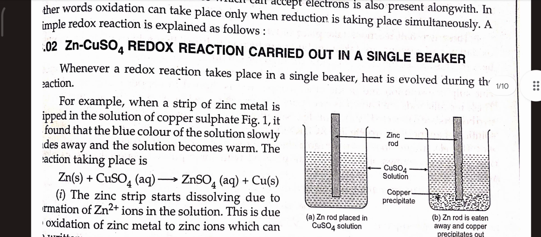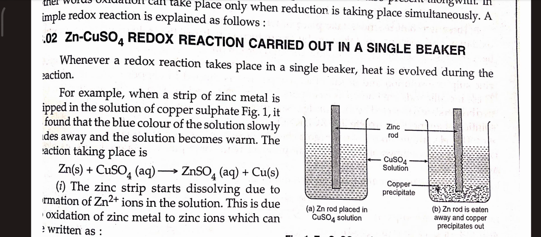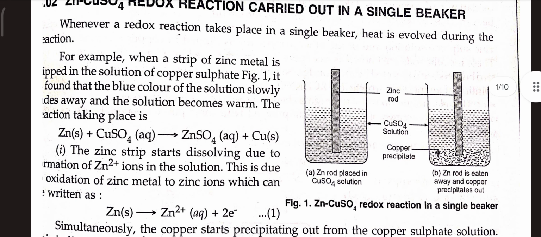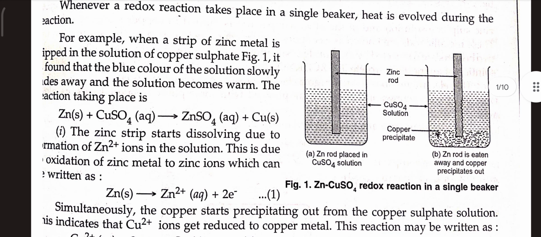Zn-CuSO4 redox reaction carried out in a single beaker. Whenever a redox reaction takes place in a single beaker, heat is evolved during the reaction. For example, when a strip of zinc metal is dipped in the solution of copper sulfate, it is found that the blue color of the solution slowly fades away and the solution becomes warm. Thus, the reaction that takes place is Zn(s) + CuSO4(aq) gives ZnSO4(aq) + Cu(s).